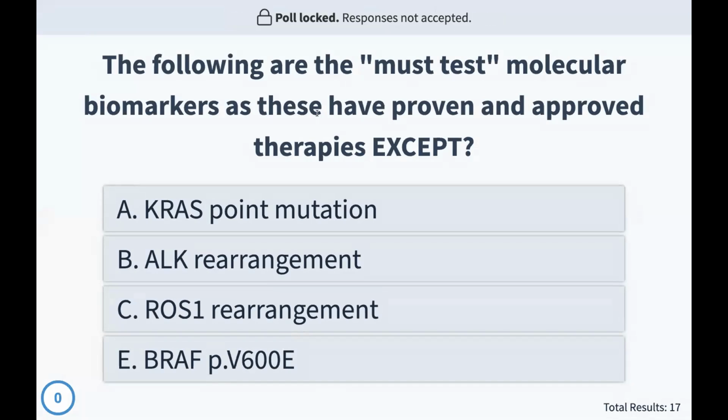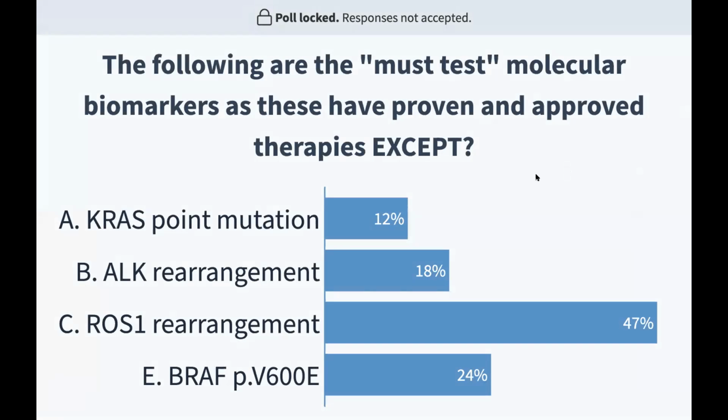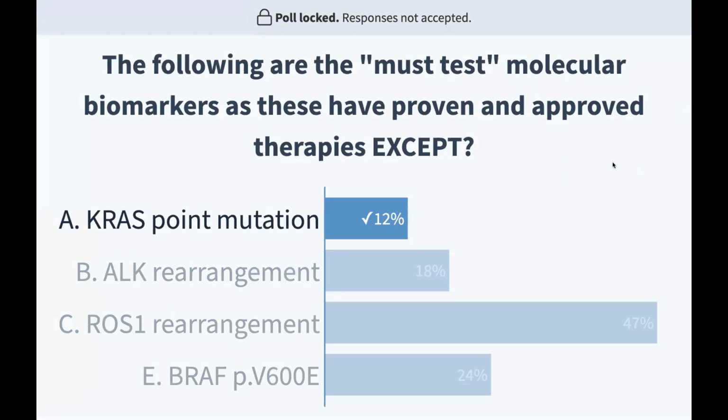So the most recent iteration of the guidelines stratifies molecular targets in a tiered system, and the must-test group of genes has proven and approved therapies. This tier includes EGFR, ALK, and ROS1. And the NCCN guideline also includes BRAF in this mandatory group. So the answer here is letter A, KRAS point mutation.